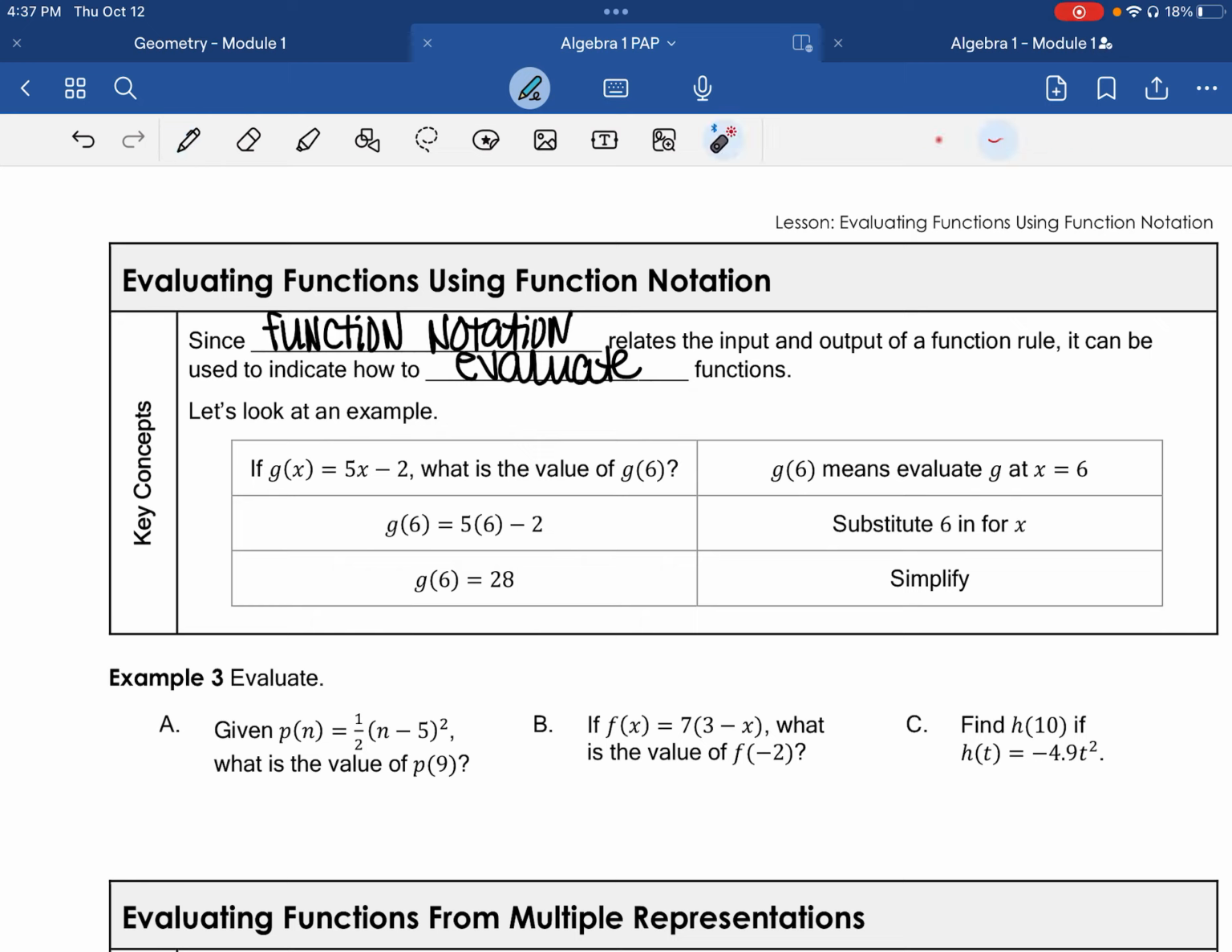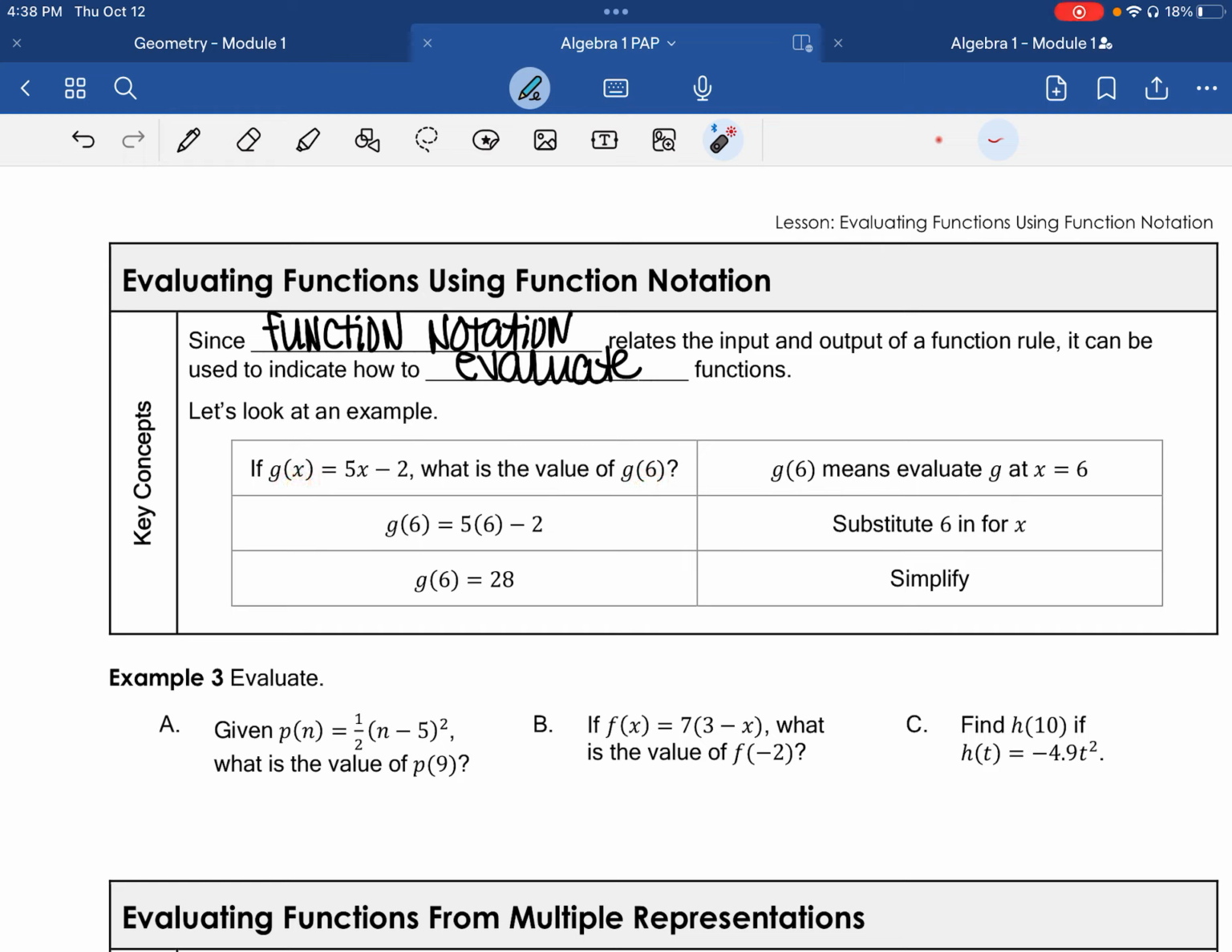Here is our function, g of x equals 5x minus 2, and they're asking us what is the value of g of 6. Remember, the parentheses just means you read it as g of. So they want us to find the value of g at x equals 6. So all we're simply going to do is take this number right here and substitute it in for the variable x right there, because it is taking the place of the x right here in the function.